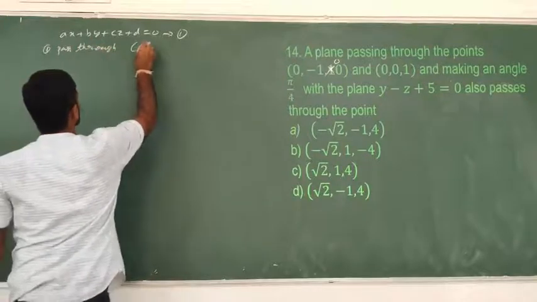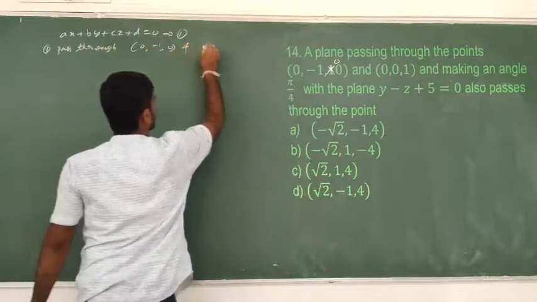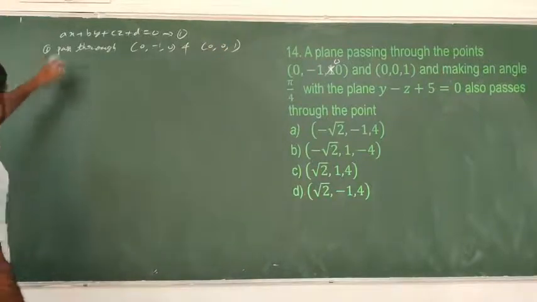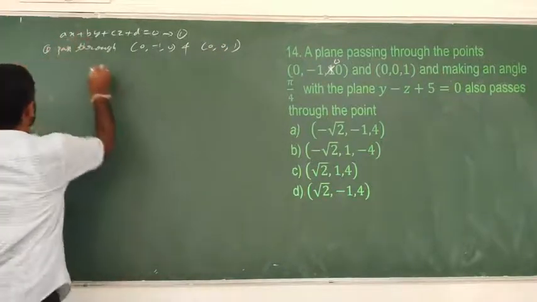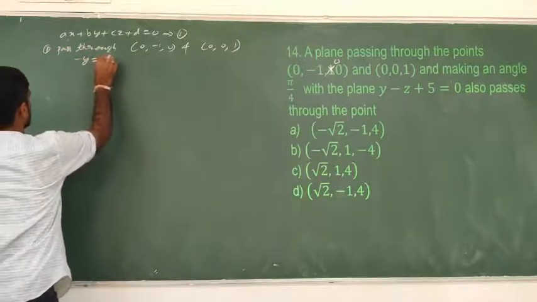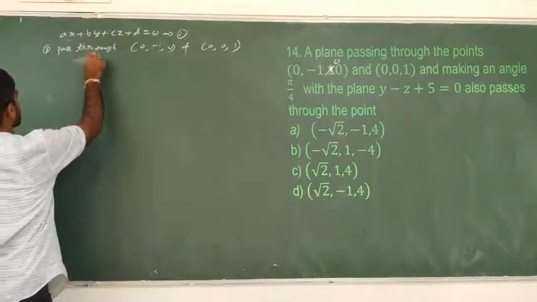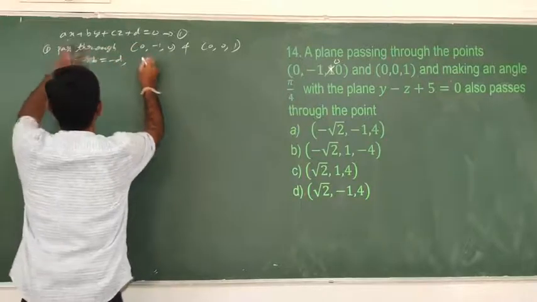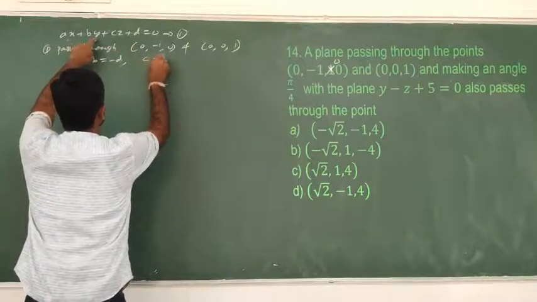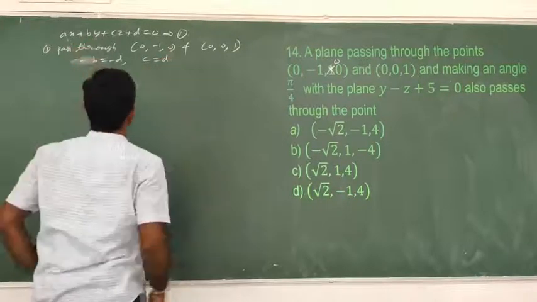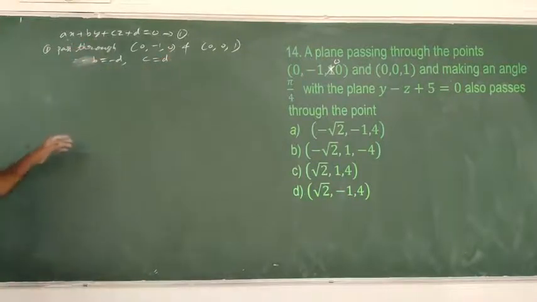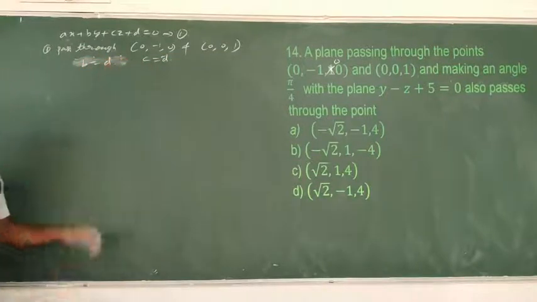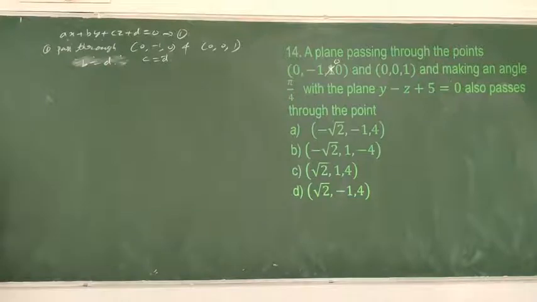the points 0, minus 1, 0 and 0, 0, 1. So for 0, minus 1, 0, this becomes minus 1 minus b is equal to, transforming, minus d, and also 0, 0, 1 gives c is equal to minus d. So b is equal to d and c is equal to minus d.